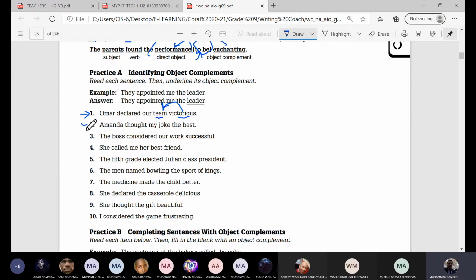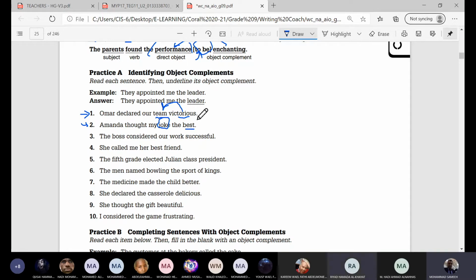Number 2. Riyad, did he join or still? Riyad is here now. Yes, Riyad, number 2, because you joined a little bit late, right? Amanda thought my joke the best. What is the object complement? Best. Of course it is. We first identify what the object is. It's the joke. Very good. Amanda thought what? The joke. Okay, a word that describes joke, it's best.